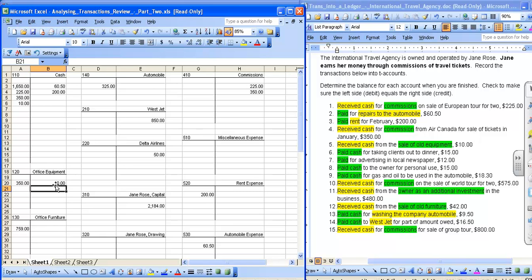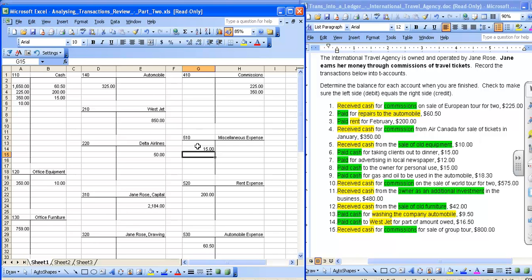Transaction number 6. Paid cash for taking clients out to dinner, $15. So if we're paying cash, we're going to have to credit our cash account, $15. And why are we paying this? Because we're taking the clients out to dinner. If you look at your account names, do we have one that's called taking clients out to dinner? No. So we're going to use our miscellaneous account. It's kind of an account that you can use for several things, but just make sure you don't use it too much. So we're going to use the debit side, excuse me, of miscellaneous expense.